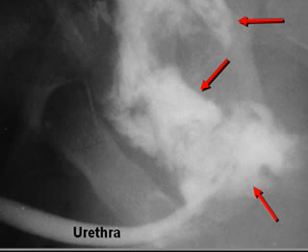You can see the contrast in the urethra and then an amorphous collection of extraluminal contrast indicated by the red arrows that represents the contrast which is leaking out of the urethra through a tear.